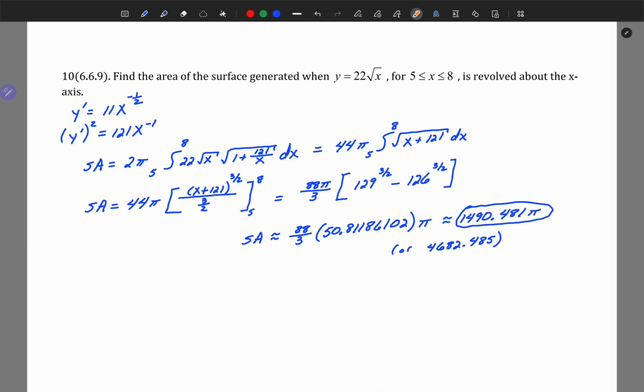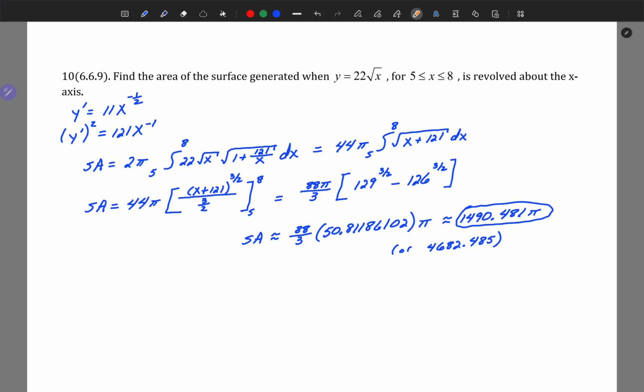When I plugged in a 5 for the lower limit, I had 126 to the 3/2 power that we're subtracting. You'll notice the 3/2 that was in the denominator, I just said, well, that's the same thing as multiplying by 2/3, which gave me 88 pi over 3 out in front times this irrational expression. So what I've done is I've kept my only rational version of this, the 88 over 3 out in front, times, when I entered this irrational expression into my calculator, I got this. And then, of course, we have our pi.